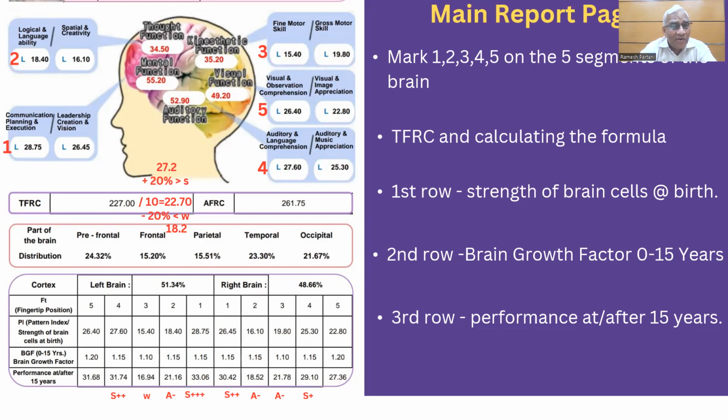Therefore, these 4 activities of self-expression, dance, singing, drama, and public speaking, are extremely important. The 5th left area controls visual and observation comprehension, meaning the ability to see and understand. This is also quite strong, 31.68, so it's S++.